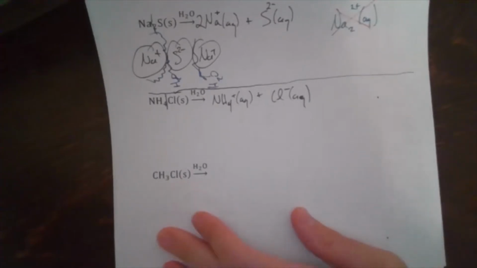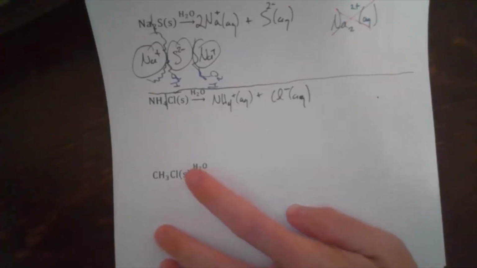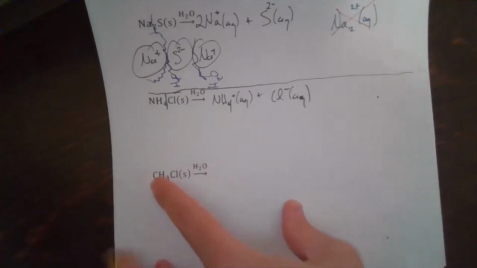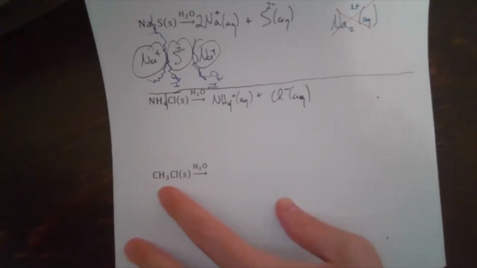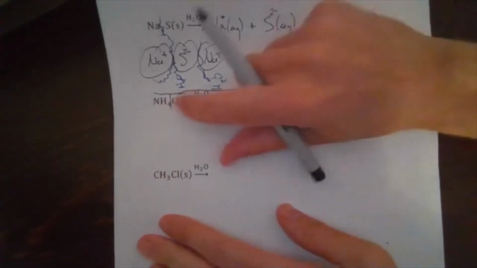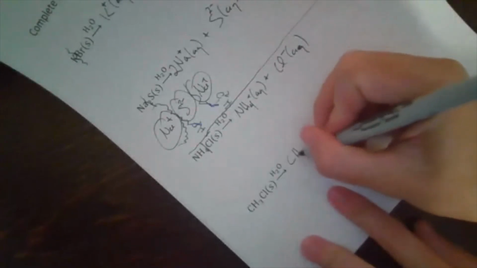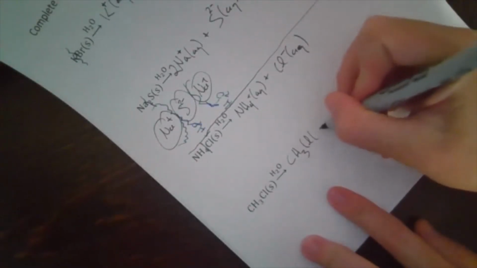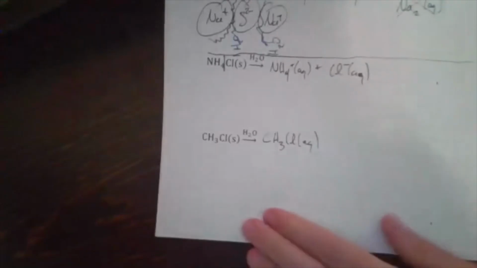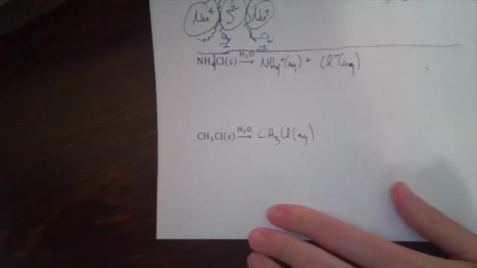Finally, CH3Cl. We have a solid, we're dissolving it in water. Start with carbon, that's a nonmetal. Hydrogen also a nonmetal. Chlorine also a nonmetal. CH3 isn't any sort of fancy polyatomic. This is covalent. And so because it's covalent, we don't separate out. It just becomes aqueous. We do not break covalent bonds. The molecules just become separated.